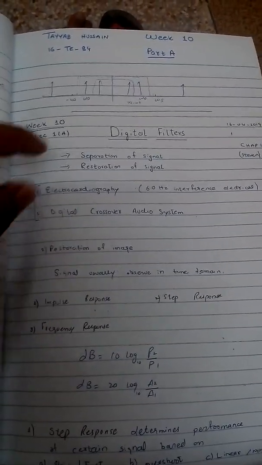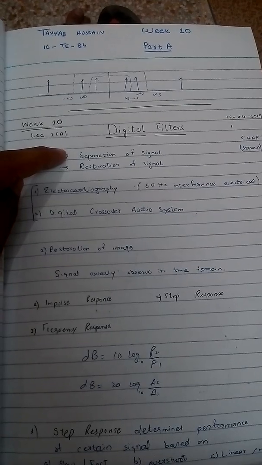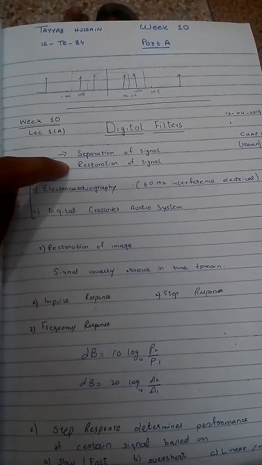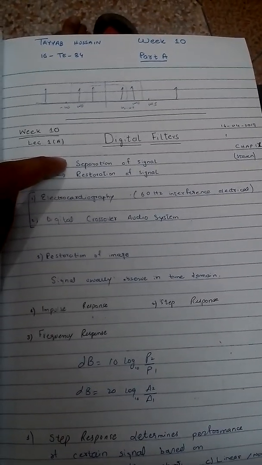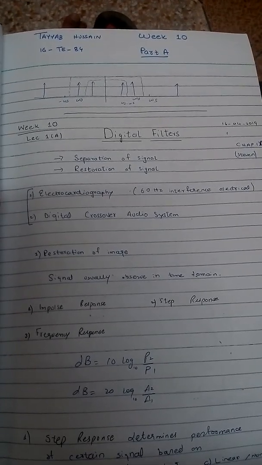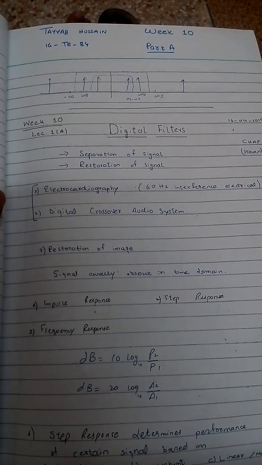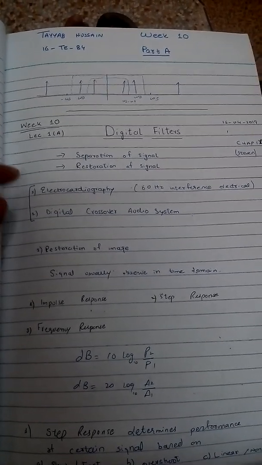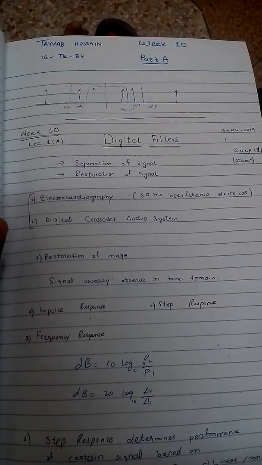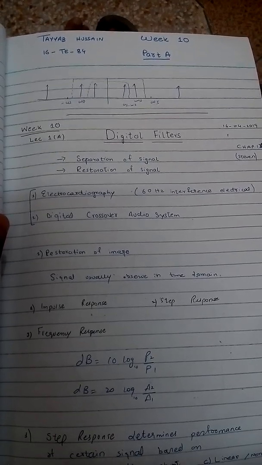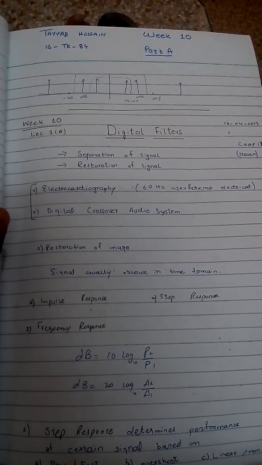Basically, digital filters are used for two purposes: suppression of the signal and restoration of the signal. Suppression is needed when the signal is being distorted, and restoration is needed when its shape has changed and we have to restore the signal. Their examples are electrocardiology and digital crossover audio systems. These are the two basic examples of digital filters that are commonly used in the market.